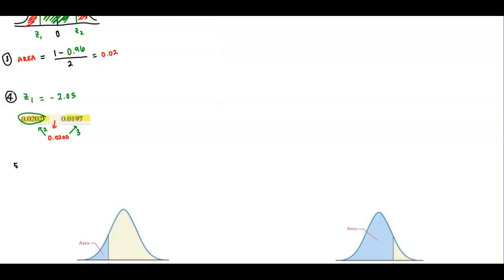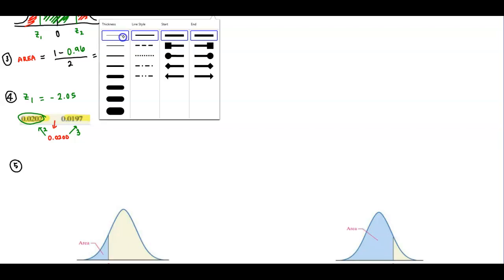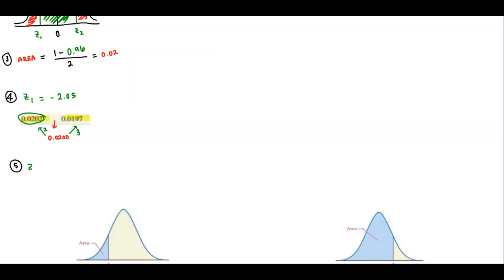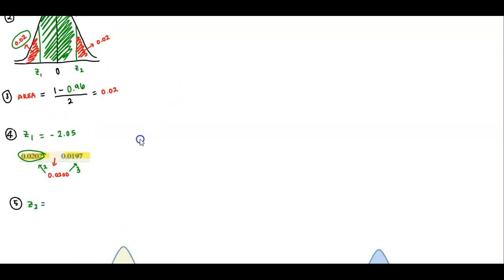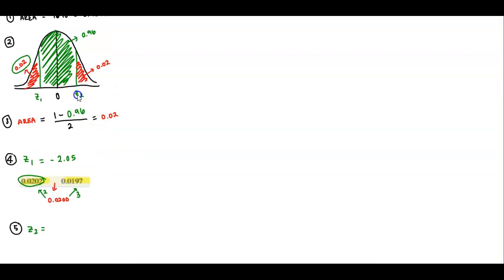Okay, now we want to find the z-score on the right side, which is z2. If we look at the area here, the area that we need to work with is to the left of z2. The area to the left of z2 means that we need to take the area of 0.96 and then add 0.02 to use the table. So that becomes 0.98.